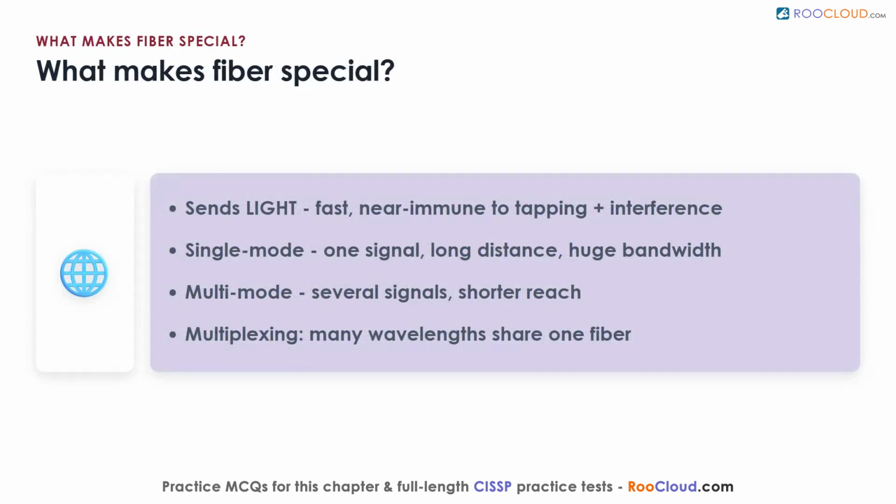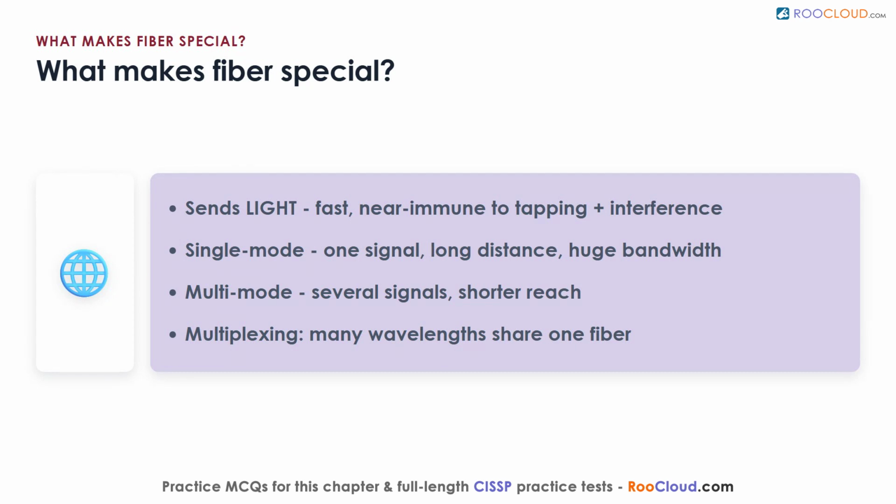What makes fiber optic cable special? It sends light instead of electricity. That gives it remarkable speed and makes it nearly immune to tapping and interference. A real security advantage, and its cost premium has shrunk over time. It comes in 2 flavors.